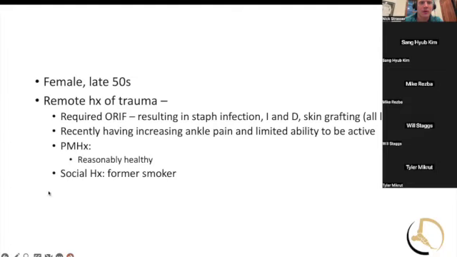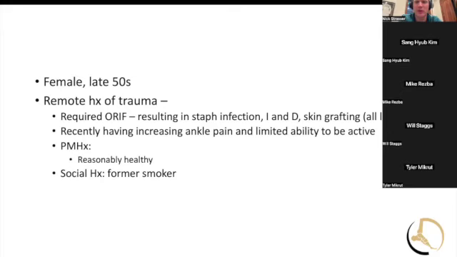Okay, so I'll start things off. This is a case of mine. This is a female patient in her late 50s with a remote history of trauma, 17 or 18 years ago, I think, that required an open reduction internal fixation. The way it comes reported is she had a trimalleolar ankle fracture, required an ORIF, and then ended up with a staph infection. I think she ended up having skin grafting, and that was all on the lateral aspect of the ankle. Now she comes in because she's having increasing ankle pain.